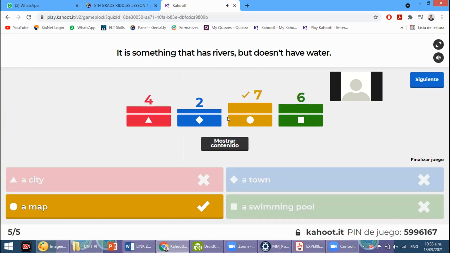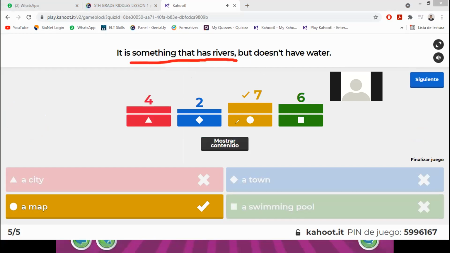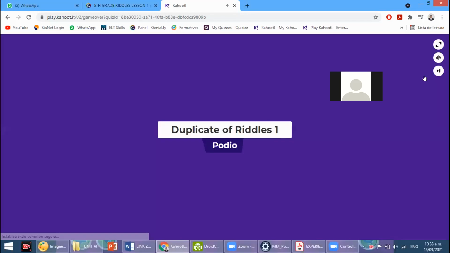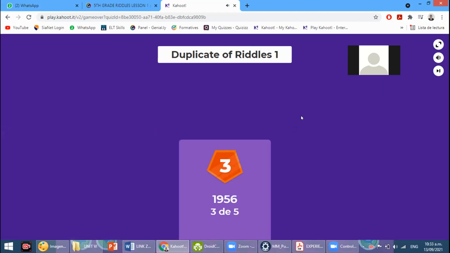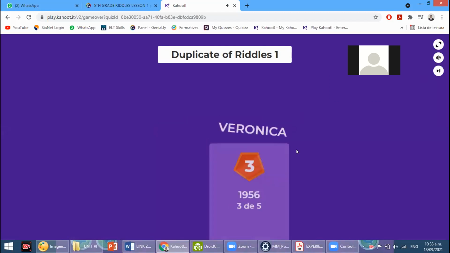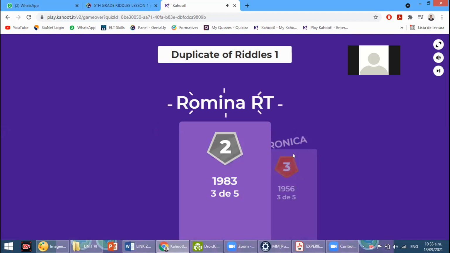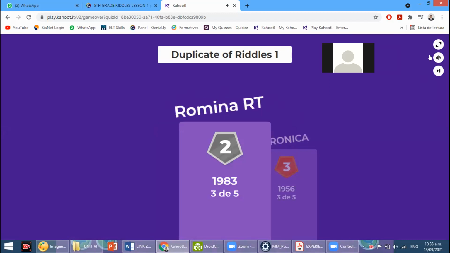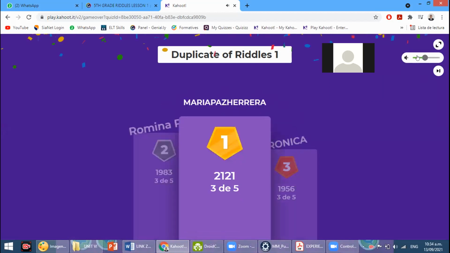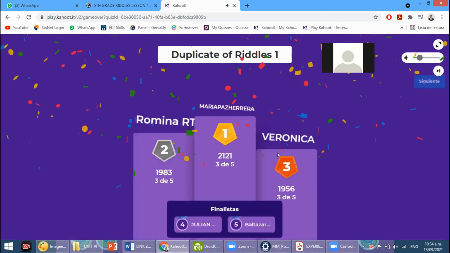Yes, the map. My friends, a map is something that has rivers, mountains, deserts, forests, but doesn't have water. It's a map. Very good, Veronica, third place. Romina, well done here, second place for you. And the winner is Maria Paz. Congratulations, Maria Paz. Well done.